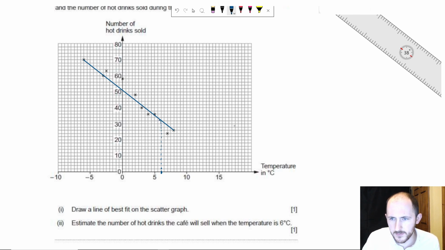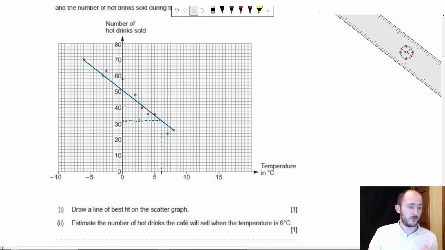And then read it across. So I can see it's going to be this point here. So how much does it go up in? Well, there's 1, 2, 3, 4, 5 between 30 and 40, so each one is 2. So that should be 32 hot drinks sold.